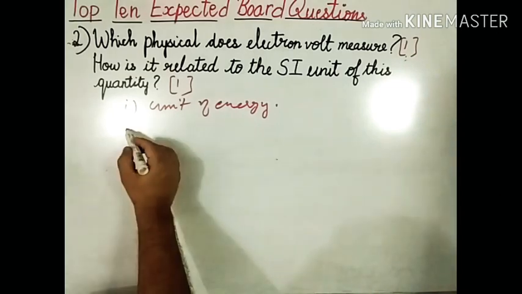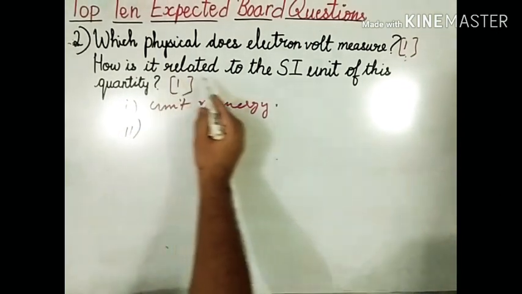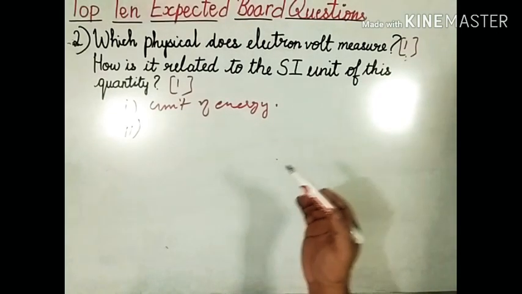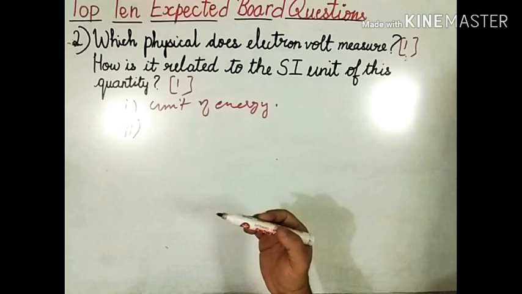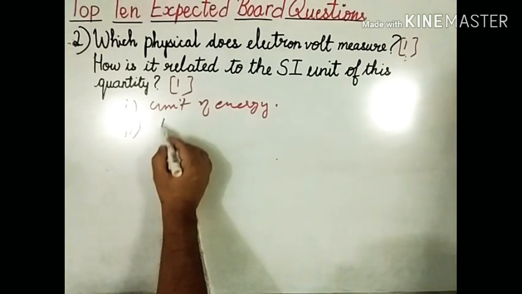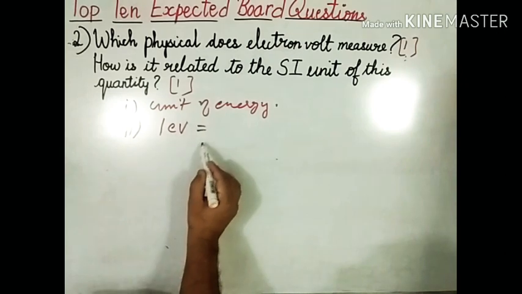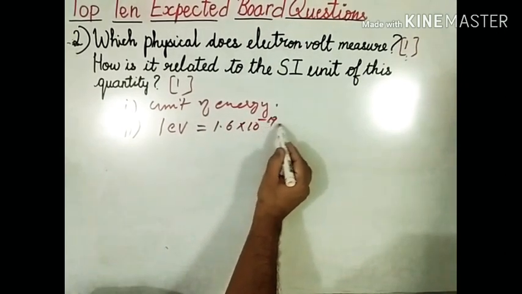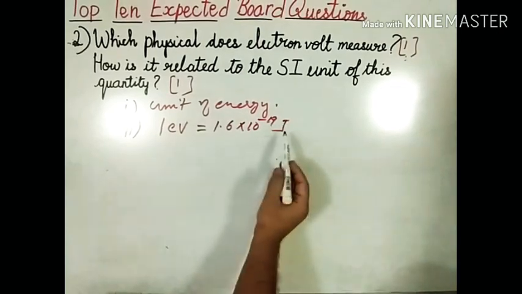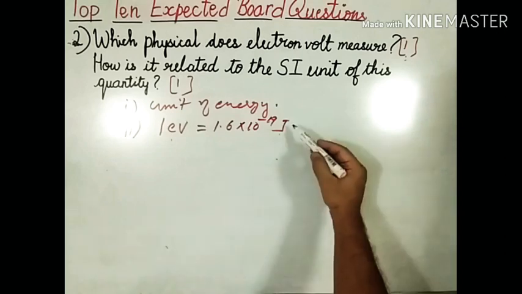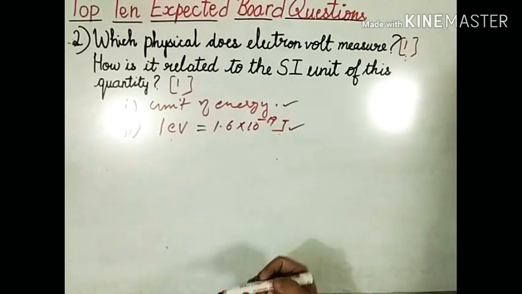And second part, how is it related to the SI unit of this quantity? What is the SI unit of energy? It is joule. So how can it be related? We have discussed in the previous session, 1 electron volt is equal to 1.6 into 10 to the power minus 19 joule. This is the relation between electron volt and SI unit of energy. Clear? So 1 mark plus 1 mark, 2 marks.